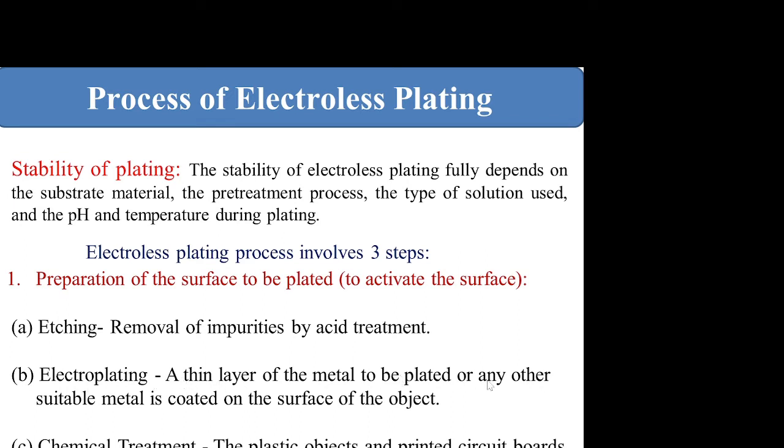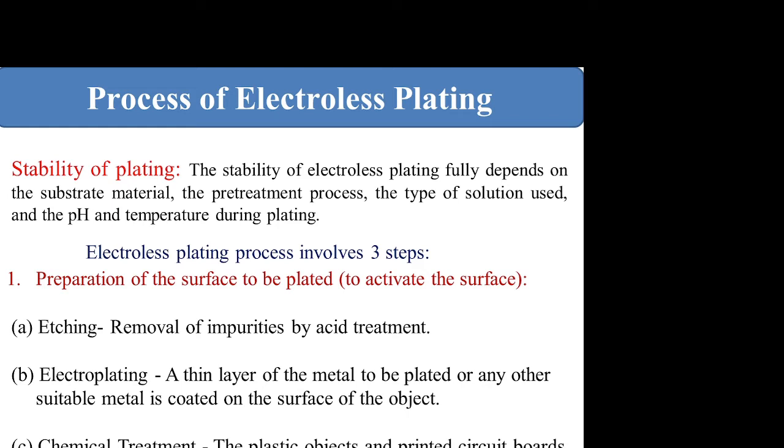A thin layer of the metal to be plated on another suitable metal is coated on the surface. For example, if you want to coat nickel over iron, you have to electroplate copper first, then only we can coat nickel over that. So in some cases electroplating is required if the part is metal. In the case of plastics, we do some chemical treatment.